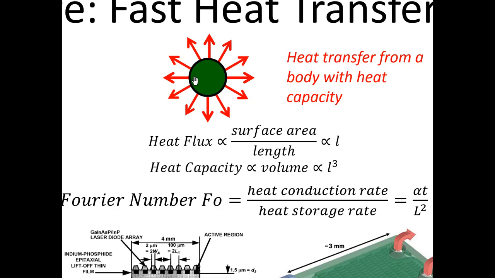We've all had experience with this. If you heat up a big pot of water in the microwave, it takes a long time for that thing to cool down. But if you just have a teeny tiny bit of water left, and you heat that up, that's going to cool down relatively quickly. Why does that happen? How does that scale? Heat flux has to do with surface area divided by the length. Fourier's law of heat conduction says that the more surface area you have, the more heat transfer you're going to get.